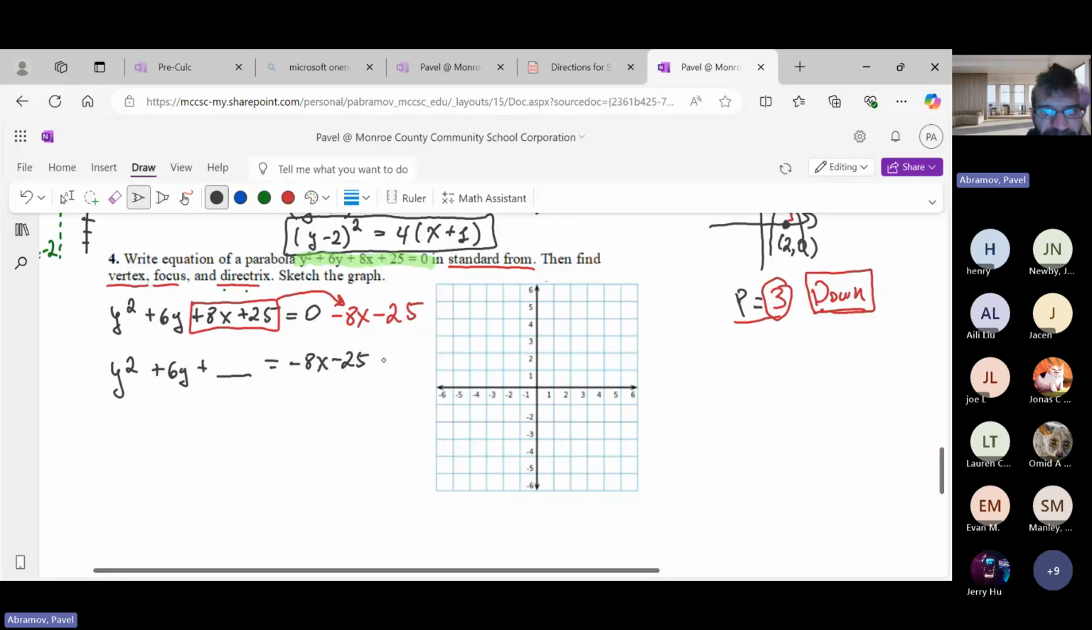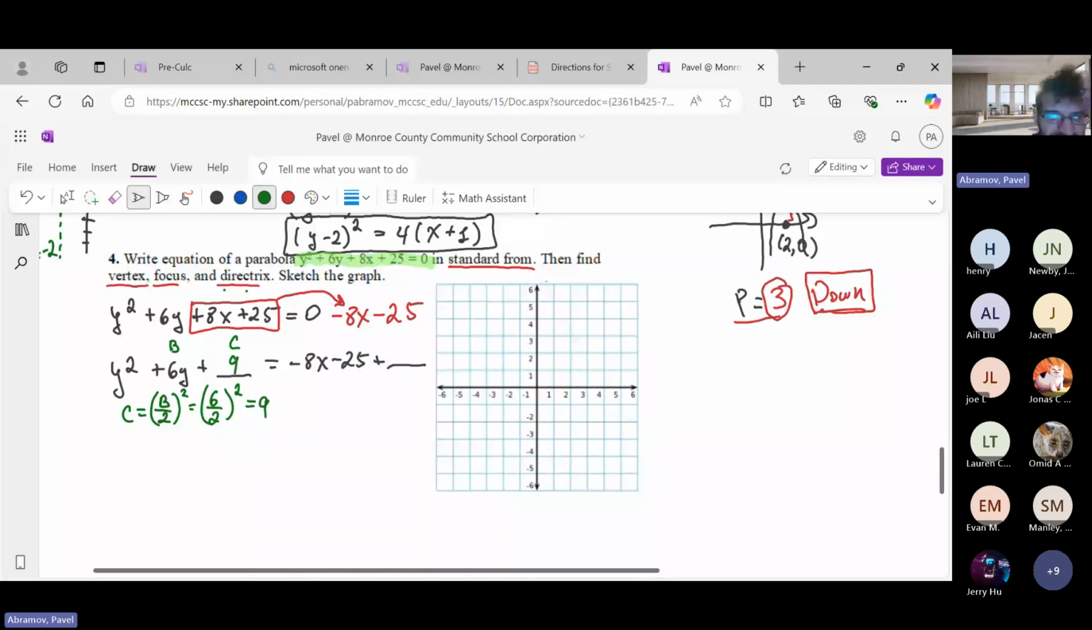And remember, in order to balance the equation, if I'm going to add something on the left, we have to add the same value on the right. Now, to complete the square, remember we are looking for what we call a C term. To do that, we take the middle number, which is our B term, divide it by 2, and then square it. So in this case, it would be 6 divided by 2 squared, which is 9.